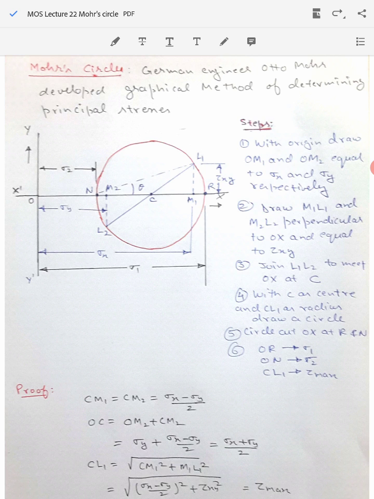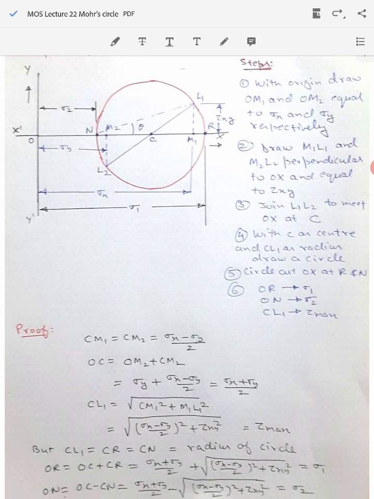Now this is what we are going to do, how the construction will look like and how we are going to measure the values. But let's look at the proof that OR will be equal to sigma 1 and ON will be equal to sigma 2 and CL1 will be equal to tau max. So let's look at this proof.